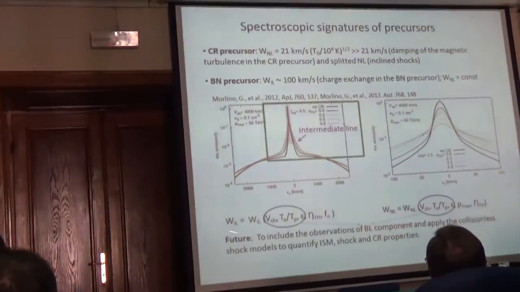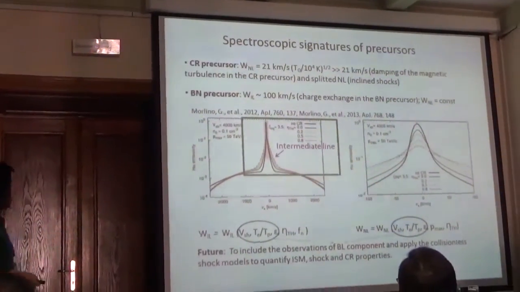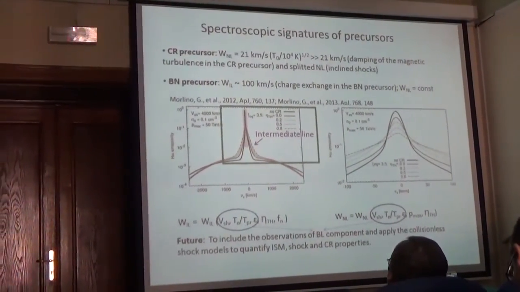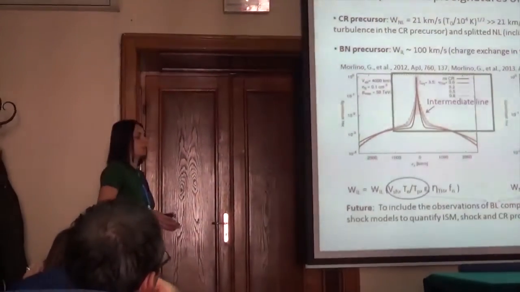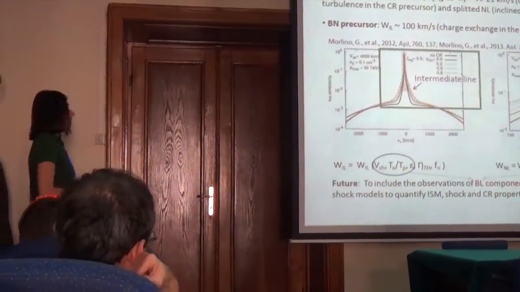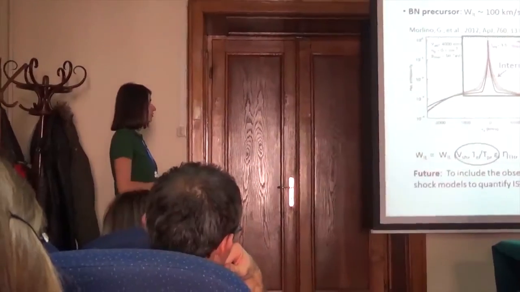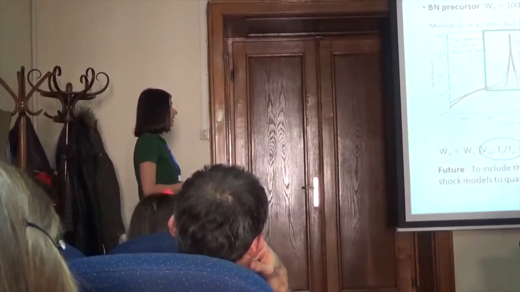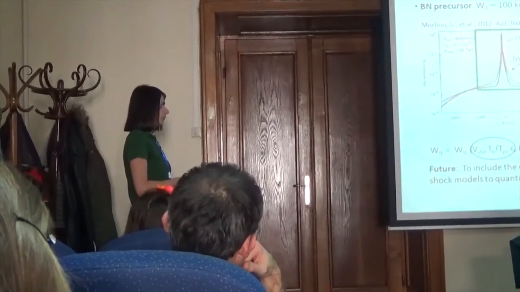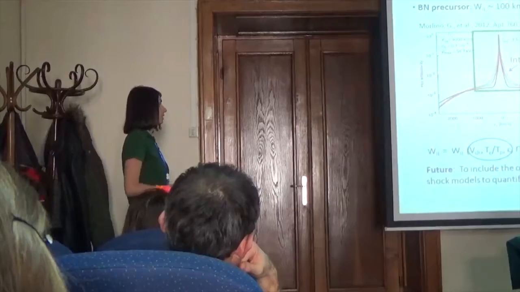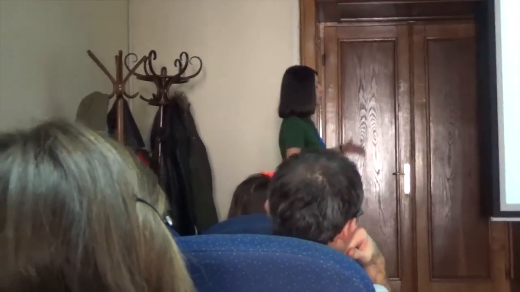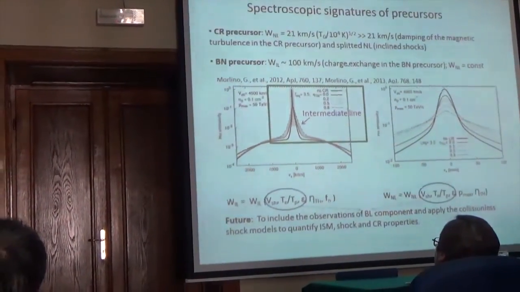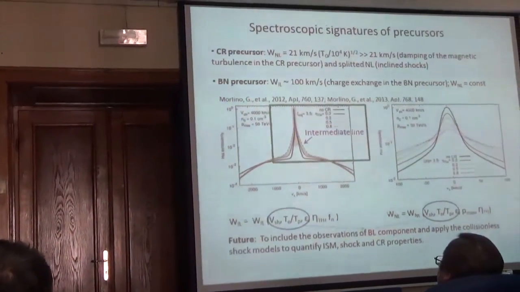The line widths depend on many parameters, and so having only the narrow component and the intermediate in hand, you cannot really extract some physical information. You definitely need the broad component also, which we plan to combine with these observations in order to get a handle on shock velocity, temperature equilibration, and cosmic ray efficiency. So once we have the broad line component included, we apply the shock models, and then we will be able to quantify ISM and cosmic ray properties.